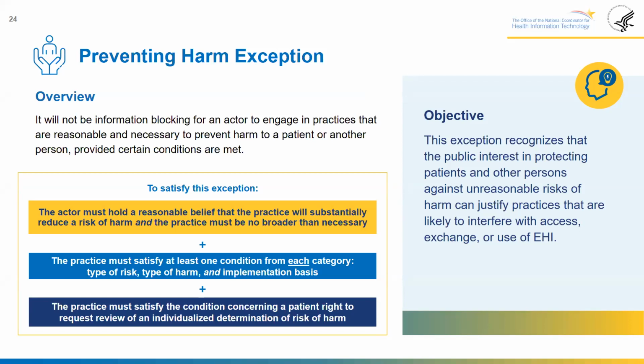One point I would like to highlight about this exception is that under the exception, an actor must hold a reasonable belief that the practice will substantially reduce a risk of harm. In most cases, the harm we're talking about must be to the life or physical safety of the patient or another person, but in some circumstances, the harm may be any type of harm that would be recognized as grounds to deny an individual or their personal representative access to the information under the HIPAA privacy rule. Next slide, please.